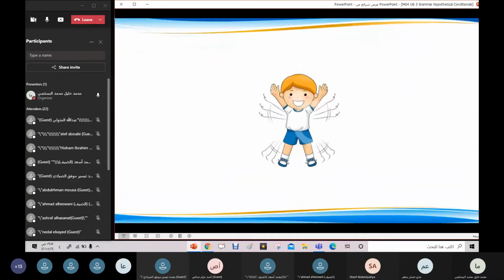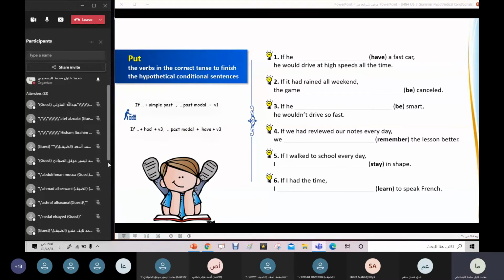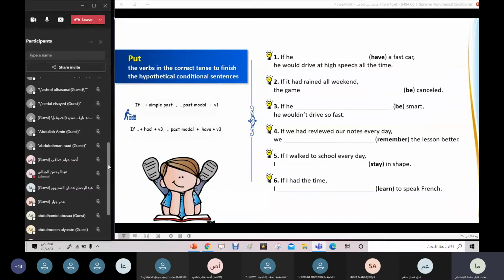Okay. Now here we have some examples that we have to do. Number one, who can do it? Put the verbs in the correct tense to finish the hypothetical conditional sentences. Who can try? Number one, I think it is very easy. Just look at the second part. You will know the first one. Abdullah Amin.